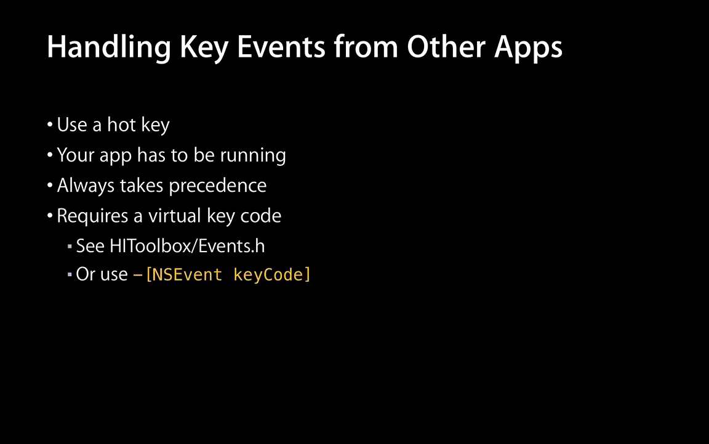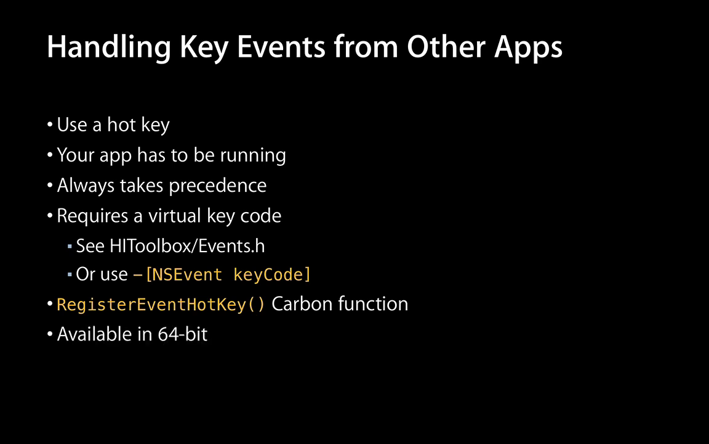This requires a virtual key code, so you can't just pass the string N. You have to pass a virtual key code. You can find many of these in the events.h header in the HIToolbox framework. Another technique is to actually ask the user to type the key event you want to be the hotkey, and then you can pull out the virtual key code from the NSEvent with the keyCode method. Now, to install a hotkey, you use the RegisterEventHotKey function. This is a Carbon function, but unlike many Carbon functions, this one is available in 64-bit, which is nice.